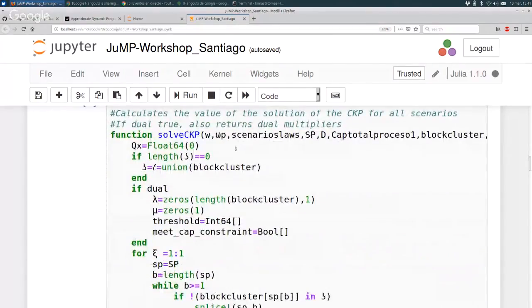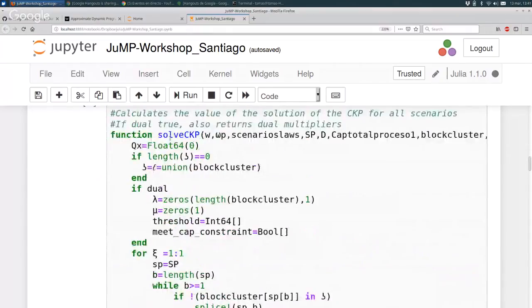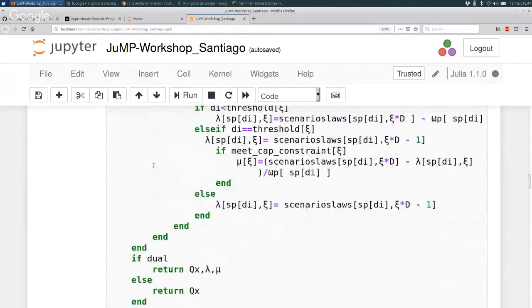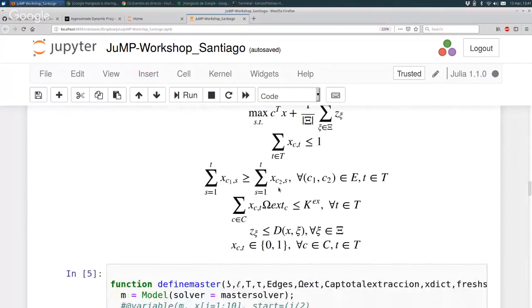So that's what I wrote here. This is the Benders decomposition. This is solving the sub-problem, just sorting the loss and getting the duals. Then when you get the duals, this is the cutting plane formulation. You maintain the key variables, and you just generate these infinitely many cuts.